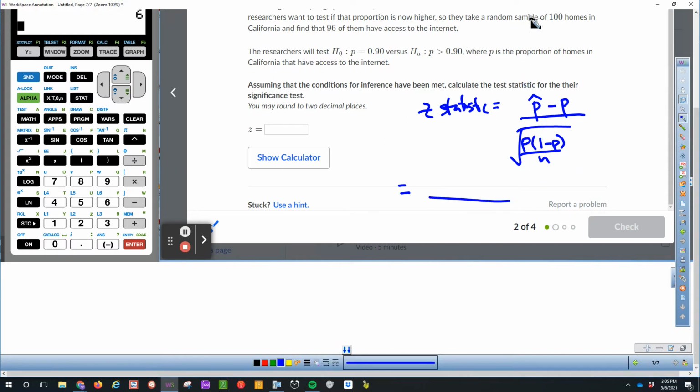So P hat, and we were told 96 out of 100, will be 0.96, minus P, which is 0.9, divided by the square root of 0.9 times 1 minus 0.9, which is 0.1, divided by N, which is 100. So if you work this out, you should be able to get your Z statistic. If you do this by hand, now there is a quicker way.